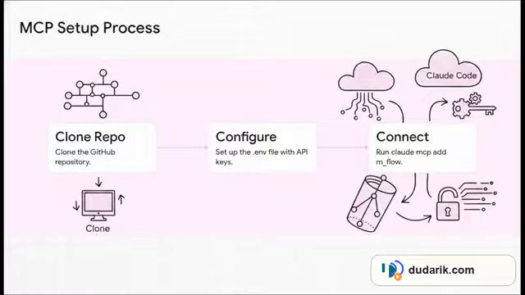First, you just clone the repo. Second, you set up your .env file with your LLM API keys in your database config. Finally, you connect it to Claude Code using the command claude mcp add mflow pointing right to the Python module. Bam! This instantly gives Claude access to your cone graph.